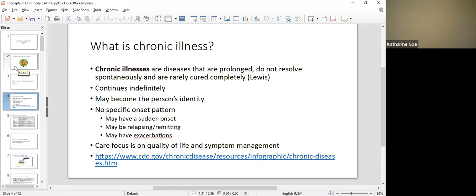Sometimes a person develops an identity around their chronic illness because it dominates their life and sets the agenda for their life so much. Quite often these illnesses continue indefinitely. Quite often there is no specific onset pattern. Some chronic illnesses have a sudden onset, some may be relapsing and remitting, and some may be characterized by exacerbations and plateaus. So in dealing with chronic illness, the focus of care is on the quality of life and symptom management, because typically with a chronic illness, cure isn't really an option.